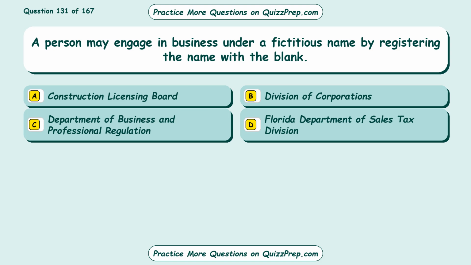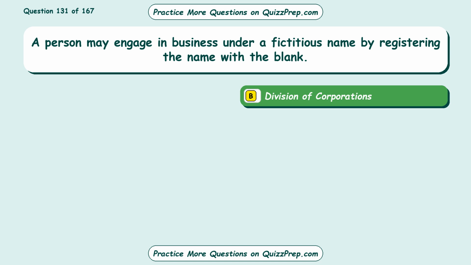Question 131. A person may engage in business under a fictitious name by registering the name with the blank. Option A, Construction Licensing Board. Option B, Division of Corporations. Option C, Department of Business and Professional Regulation. Option D, Florida Department of Sales Tax Division. The correct answer is option B, Division of Corporations.